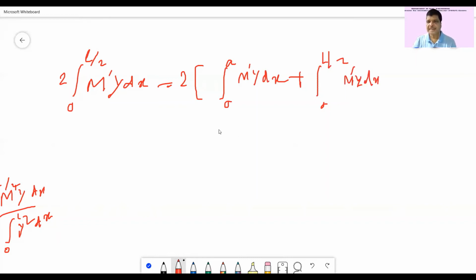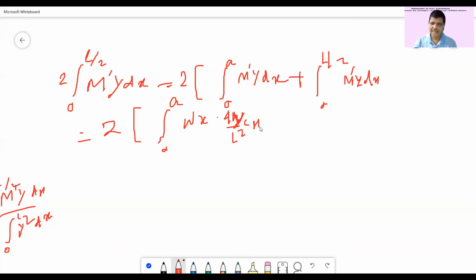Now once you find these two equations, let us find their values. Put in the equations and integrate. You all know integration from your plus 2 level or first year mathematics; we are not supposed to teach integration. So from 0 to a, what is M dash? W into x. What is y? y is equal to 4 yc by L square, where yc is the rise at crown, into x into L minus x into dx.